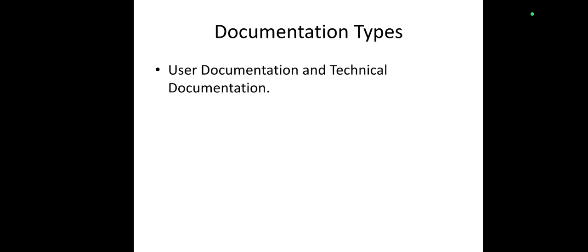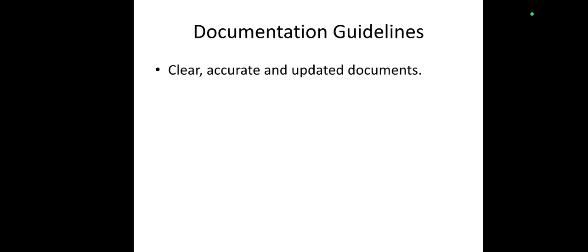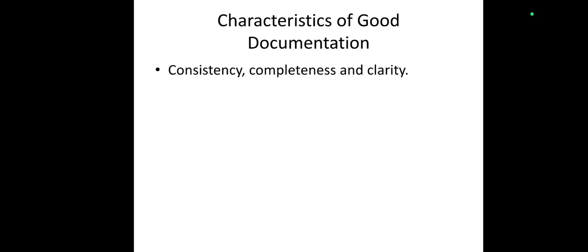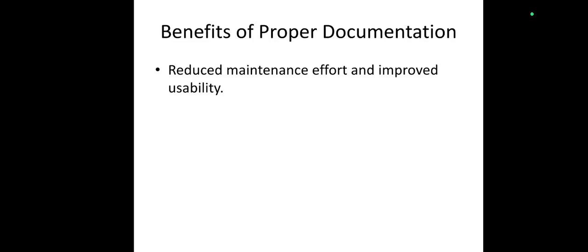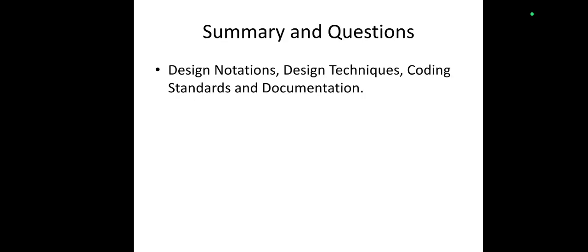Technical documentation is prepared for developers and the maintenance team. Examples: design documentation, source documentation and test reports. Documentation guidelines: clear, accurate and updated documents. Characteristics of good documentation are consistency, completeness and clarity. Benefits of proper documentation are reduced maintenance effort and improved usability.